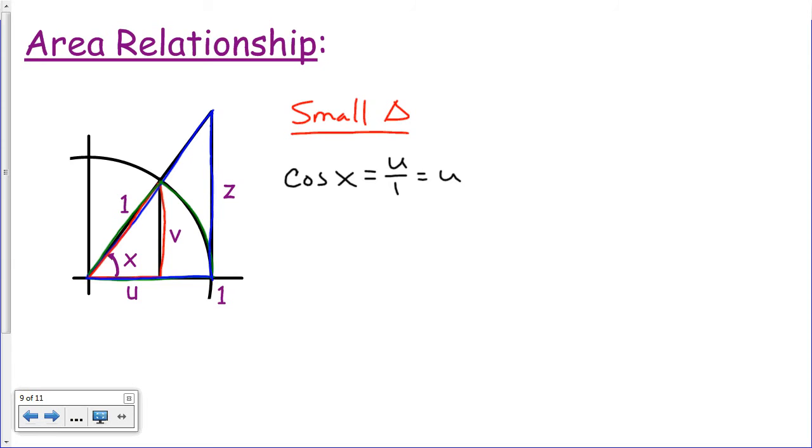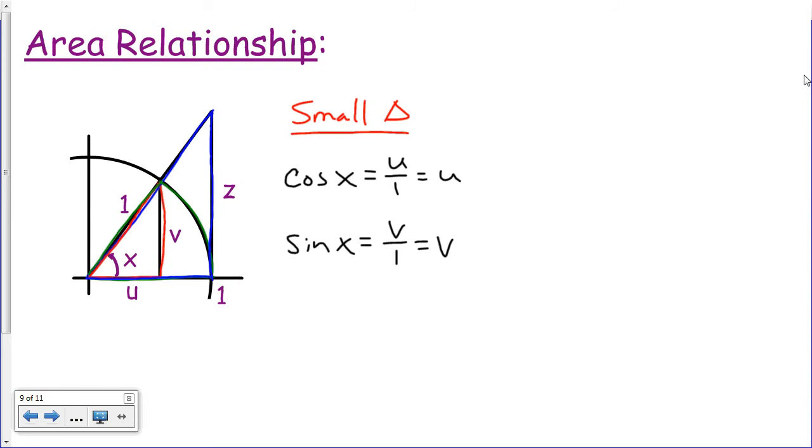Now if you look at the vertical side of that triangle, the vertical side and the hypotenuse would give me sine of x is equal to v over 1. Of course, v over 1 is just v. So it turns out that the vertical side on that little right triangle is equal to v, which is equal to the sine of x.